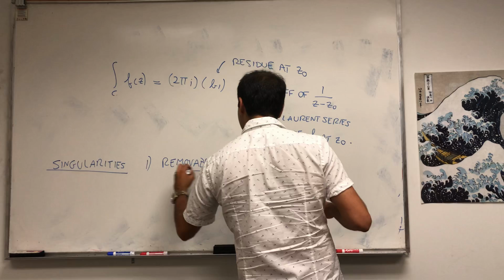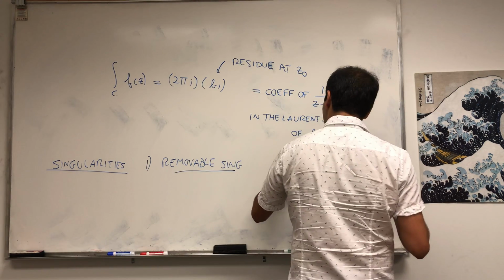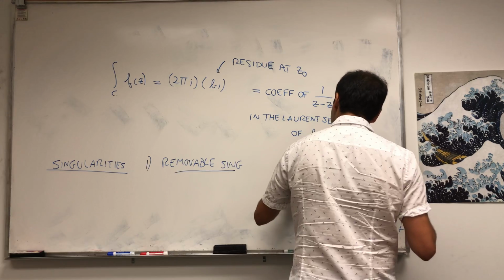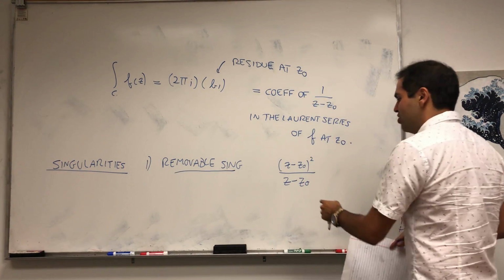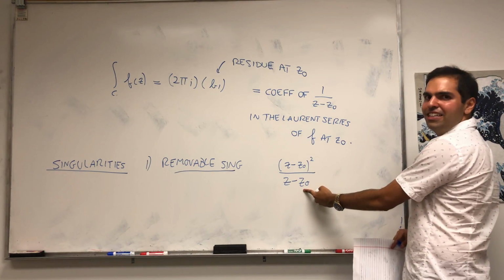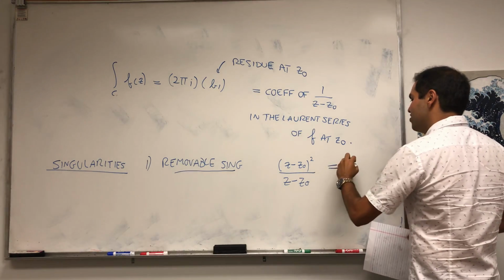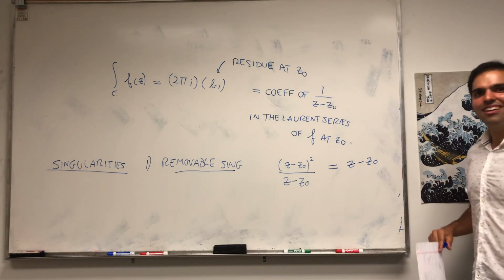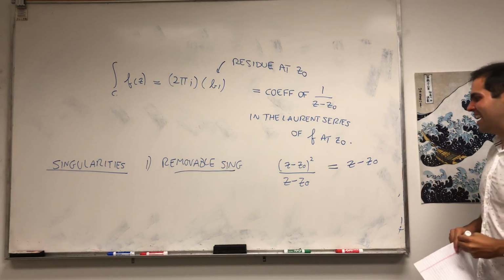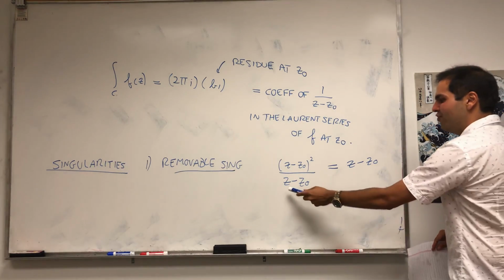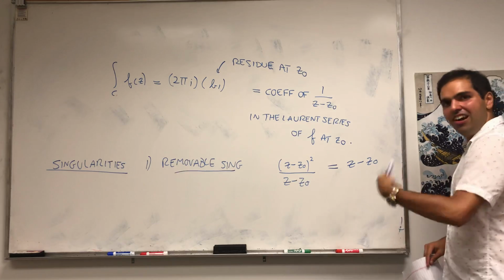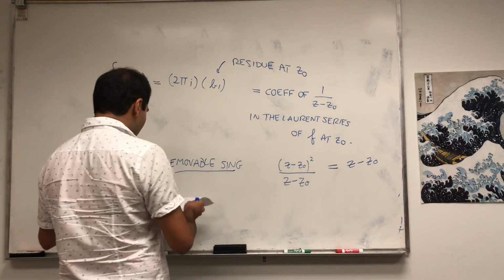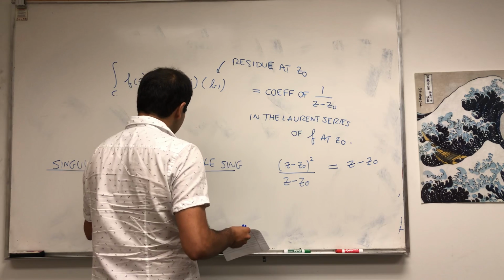One is it doesn't really blow up, and think of this function, (z minus z naught) squared over z minus z naught. Well, sure, it has a singularity at z naught, but this is just equal to z minus z naught, so it doesn't blow up. That's just a removable singularity, and it means that if you redefine your function at z naught, it actually becomes holomorphic. Then there's something called the pole of order k.